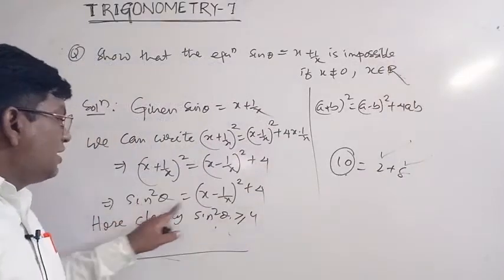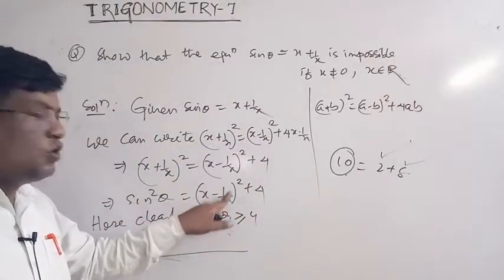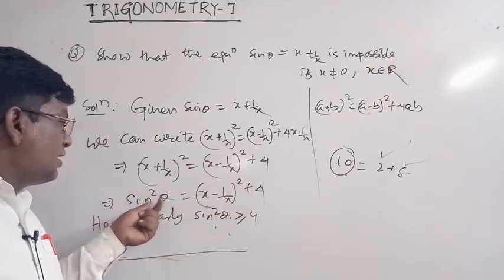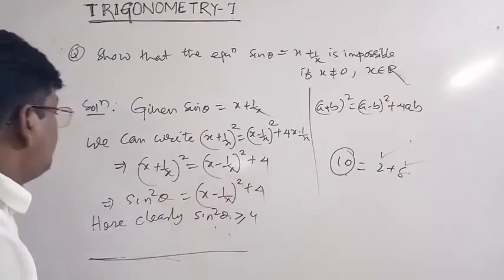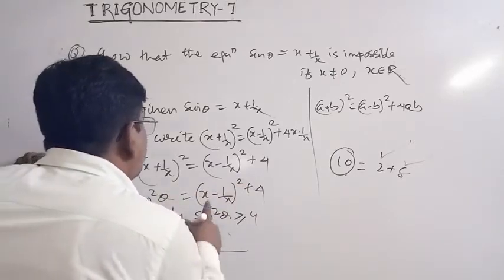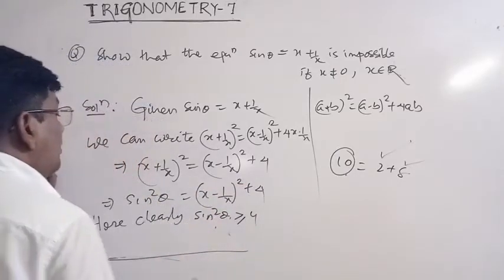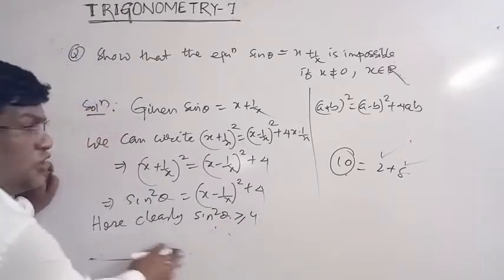So sin square theta is equal to x minus 1 by x whole square plus 4. So sin square theta is greater than this amount, and sin square theta is greater than 4. But here clearly sin theta greater than 4. This is impossible.